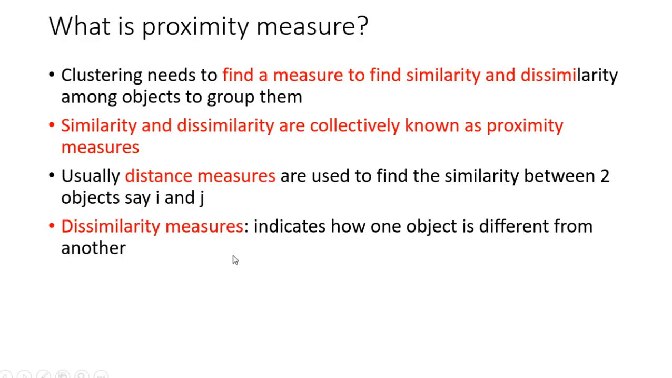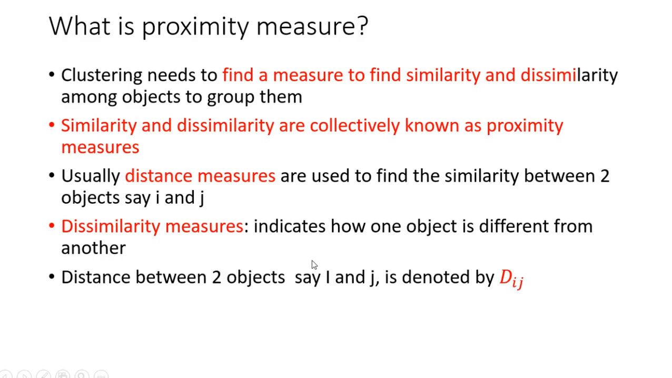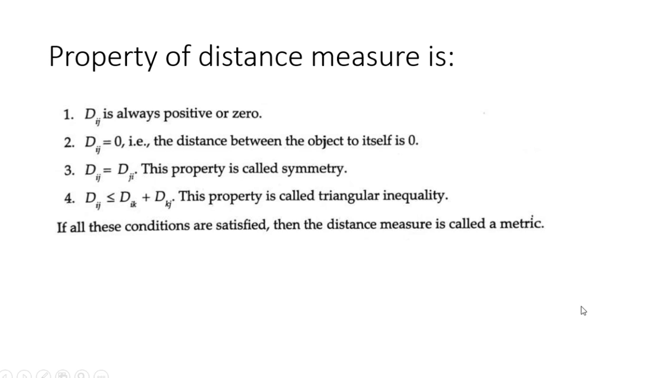So dissimilarity, as the word itself says, basically indicates how one object is different from another. So the distance between two objects, let's say I have i as one object, j as another object, the distance is denoted as d of ij. So what are the properties of a distance measure? One is the distance always has to be positive, or it can be zero. It cannot be negative. Suppose the distance between the object and itself is 0, that means they are in the same place.